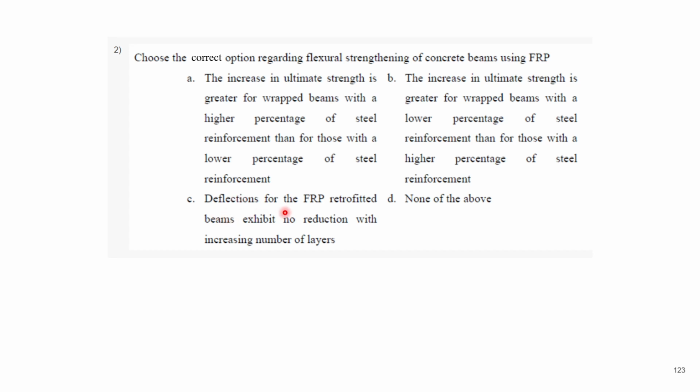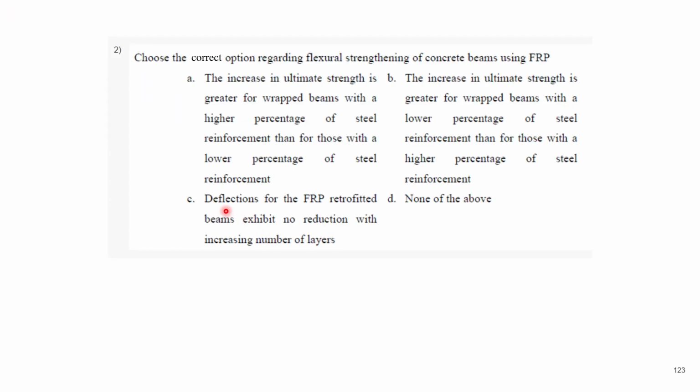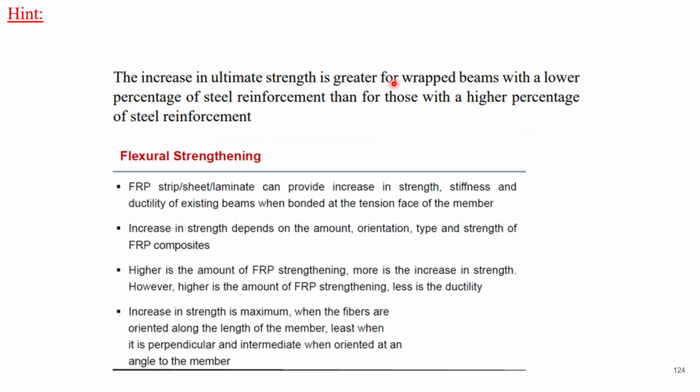And if you see C, deflection for the FRP retrofitted beams exhibit no reduction with increasing number of layers. So that is also incorrect because FRP strips, sheets or laminates can provide increase in strength, stiffness and ductility. So stiffness is also increased. So more is the stiffness, lesser will be the deflection. Okay, so it exhibits reduction. So saying no reduction is incorrect. So C is also incorrect. So correct option is B.